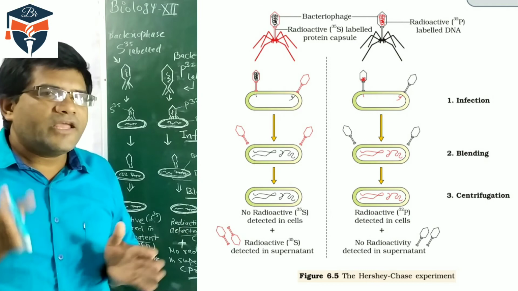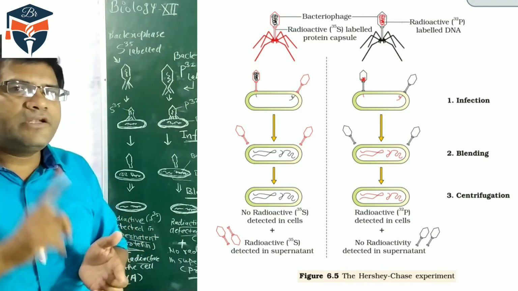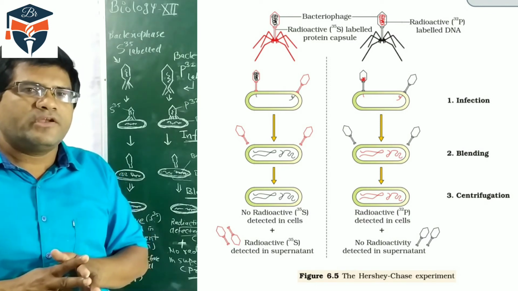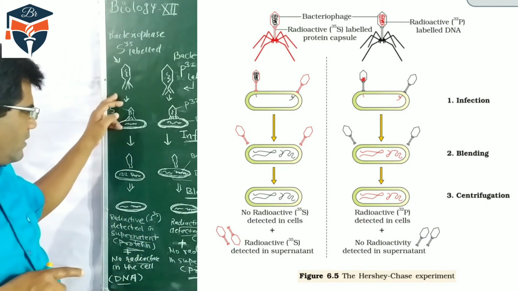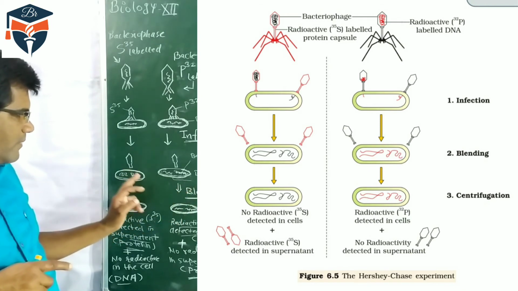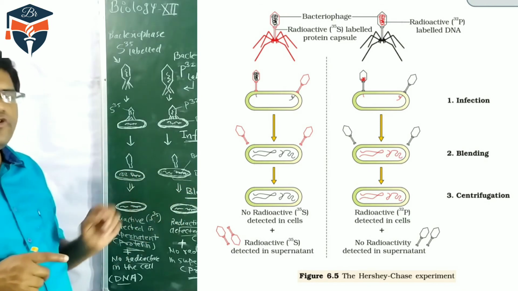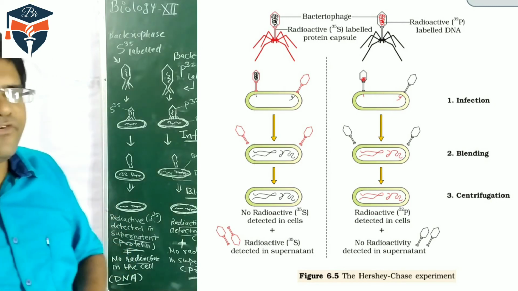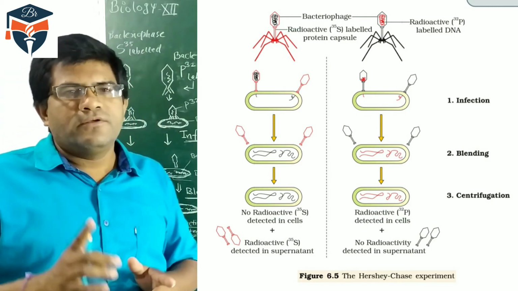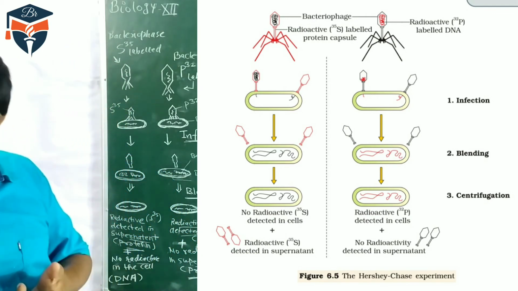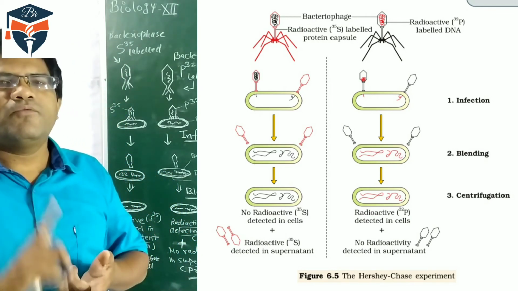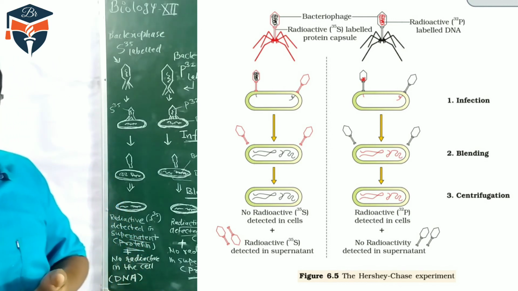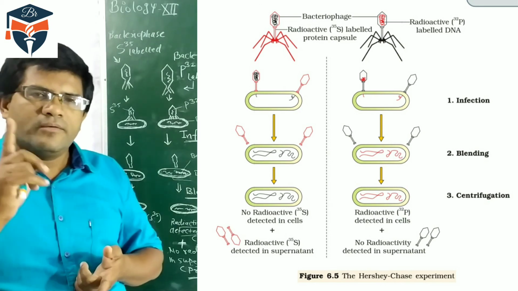This bacteriophage attacks the bacteria, and the genetic material of this bacteriophage is mixed with the genetic material of the bacteria, and then blending occurs. After the blending, when the centrifugation process is done and separation occurs, what is observed? Radioactive sulfur was present in the protein part, the supernatant solution, but this sulfur was not present in the DNA. So it is confirmed that DNA is the genetic material.